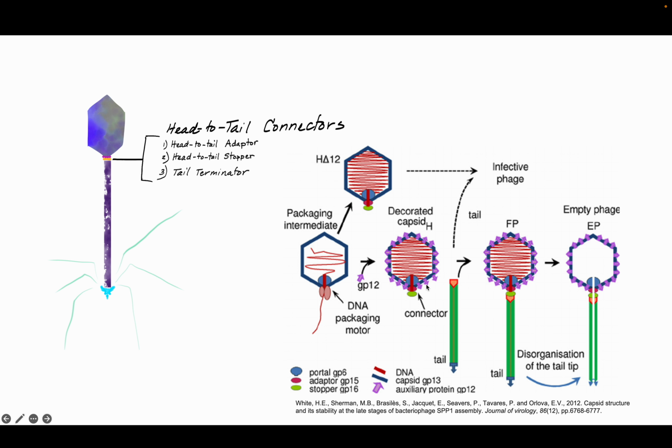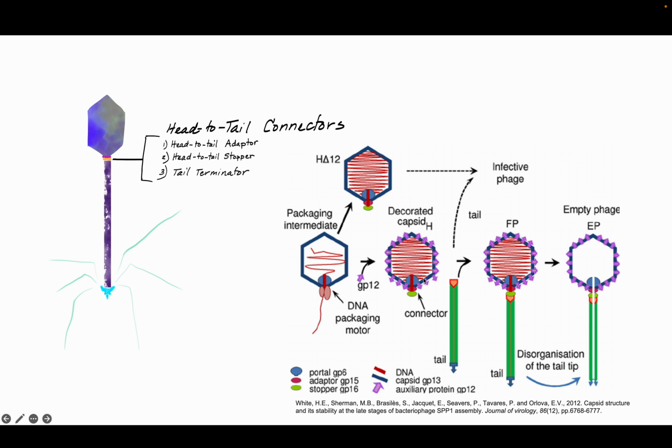This one shows a little bit more nicely, though, the role of the portal protein, which is shown in blue here. This red protein, which is GP15 in the bacillus phage, SPO1, kind of interacts with the portal protein. And then there's this stopper protein, which essentially acts like a little plug for the capsid.